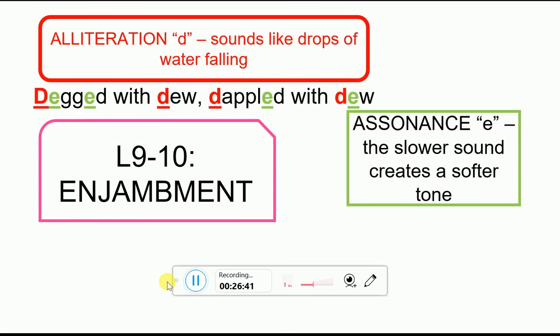Now, not only do we have darkness formed by the shade of the trees surrounding the stream, but we also have dew, right? Now, alliteration of D sounds like drops of water falling, and then we do have enjambment. Now, the word decked means to sprinkle, which is a Scottish dialect word which means to water what? To water the plant. So it means the plants around.